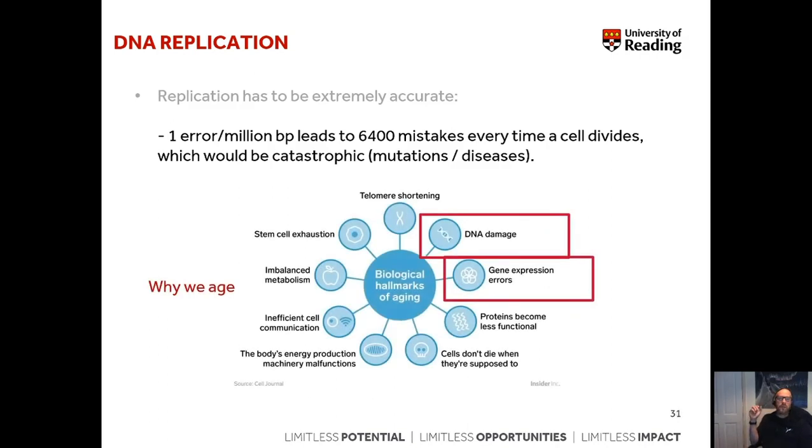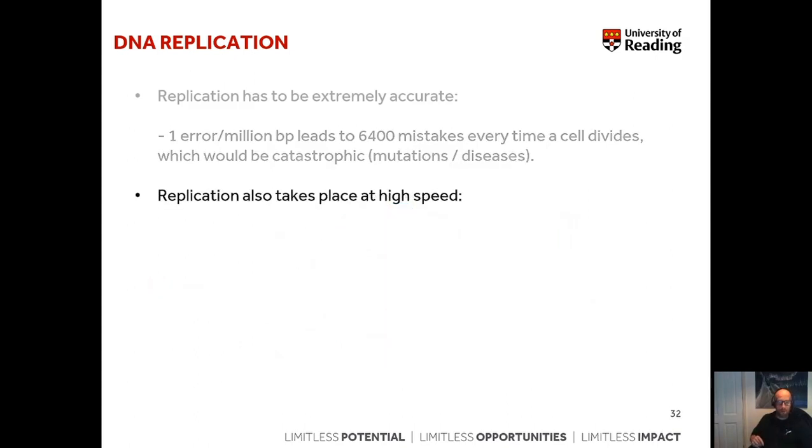Indeed, DNA errors and errors in replication are not only responsible for the development of multiple disorders and conditions, but they are also one of the reasons why we age. DNA damage and gene expression errors are quite common hallmarks of aging. This is why this process is extremely important.